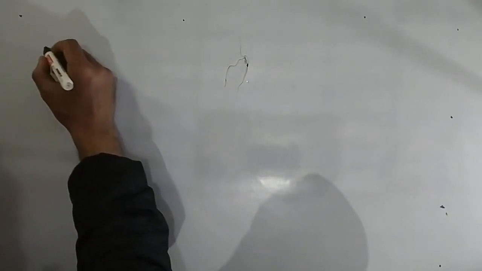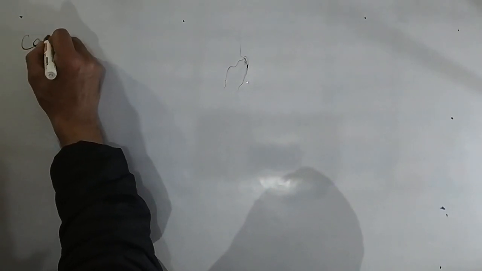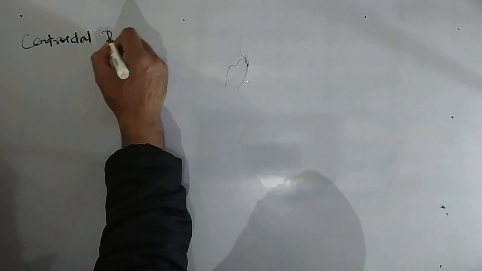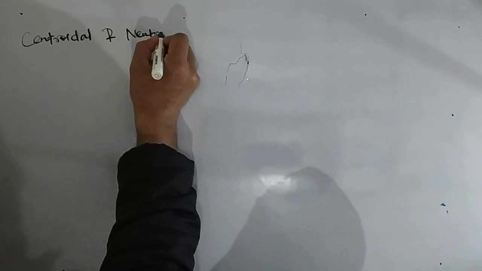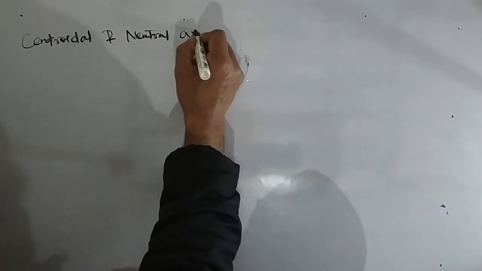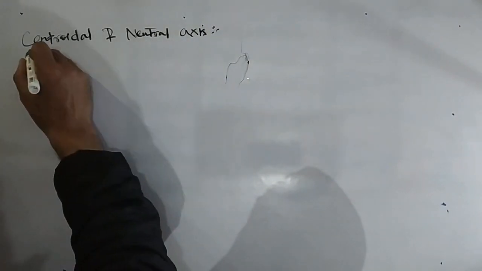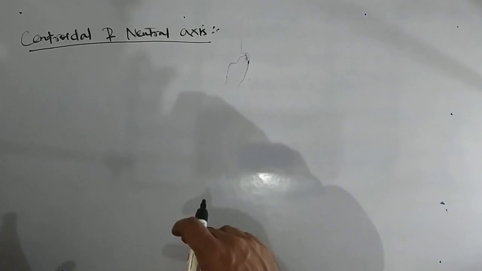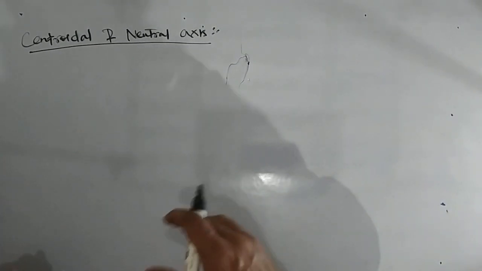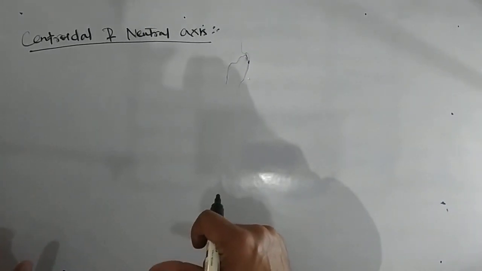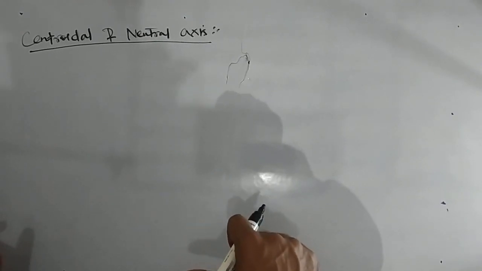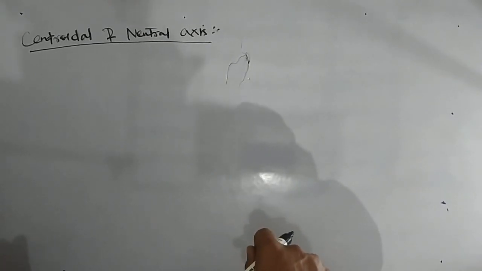Now what is centroidal axis and neutral axis? What is centroidal axis? As all of you know, centroidal axis is a line passing through the centroid of the cross section. The centroid is also called the geometric center because it is the arithmetic mean position of all points in the figure.